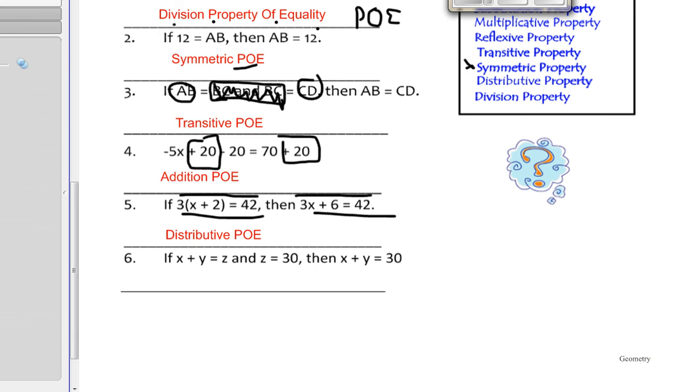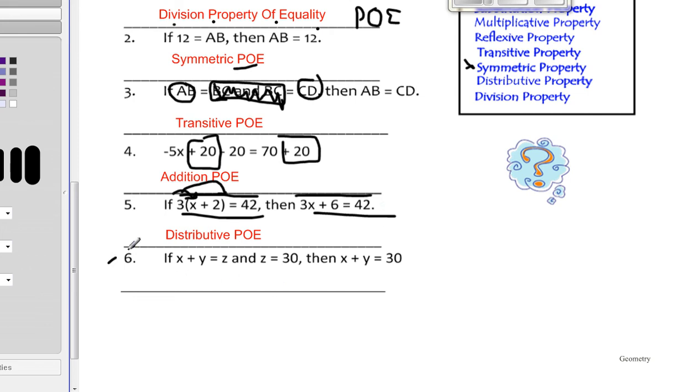And this is your distributive property of equality. We have taken the 3 and distributed it to the x to get 3x here. And we took the 3 and distributed it to the positive 2 to get a 3 times 2, which is a positive 6. And then the 42 just stays the same because we haven't performed any operations.